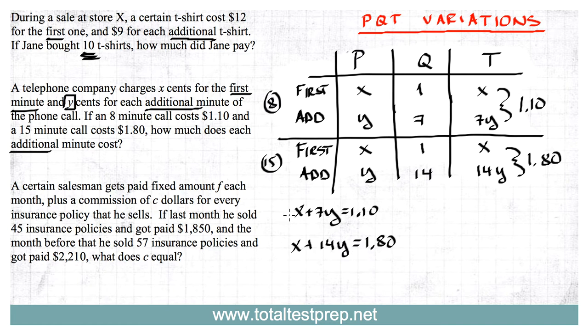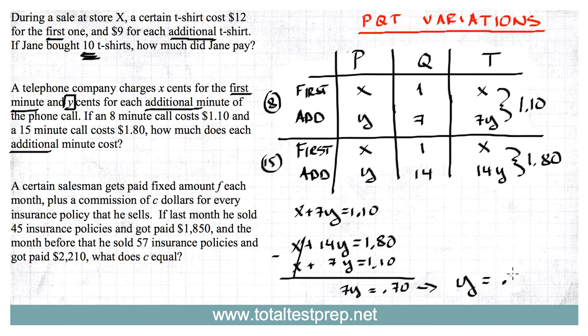So what we can do here is I'm actually going to put this x plus 7y underneath here equals $1.10. And I'm going to subtract the two equations. x minus x is 0. They cancel out. 14y minus 7y is 7y. $1.80 minus $1.10 is 0.70 or 70 cents, which gives us that y is equal to 10 cents. That's the answer to the question.